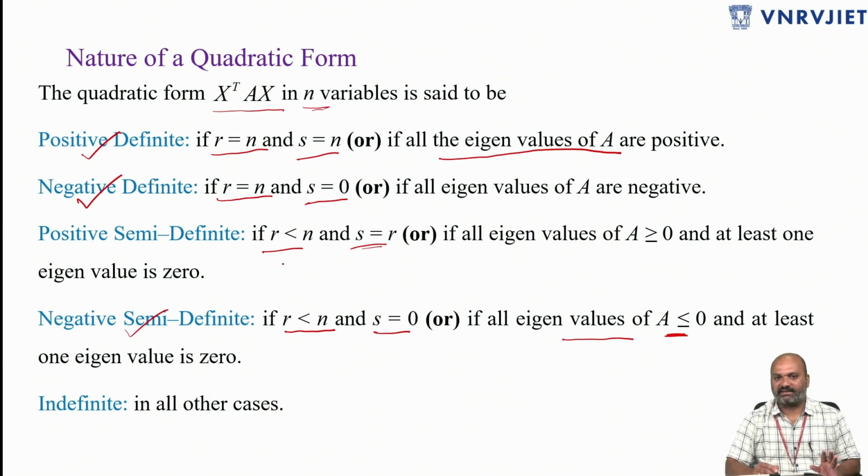In all other cases, except these cases, we say that the nature of the quadratic form is indefinite. That is, a few positive and a few negative. If a positive-negative combination exists, that kind of nature of the quadratic form is said to be indefinite.